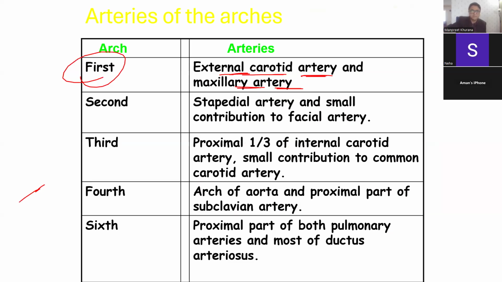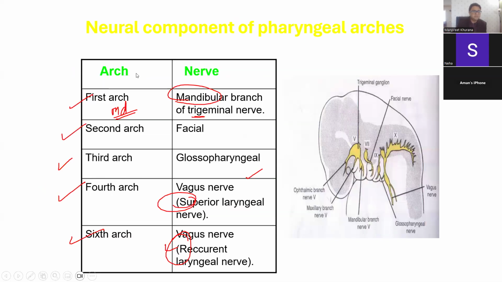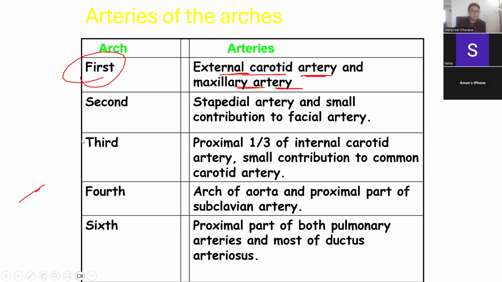Okay, arterial supply. Now we see that the first arch derivatives are external carotid artery and maxillary artery. Can you tell me maxillary artery is a branch of? Terminal. Yes, terminal branch of external carotid artery. So we can also write external carotid artery with its terminal branch maxillary artery, right?